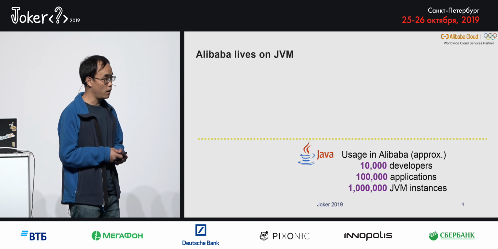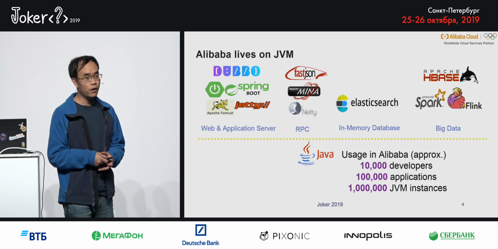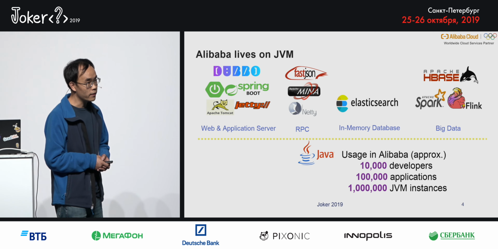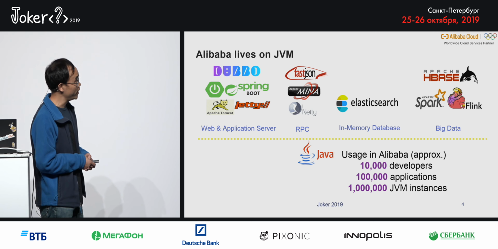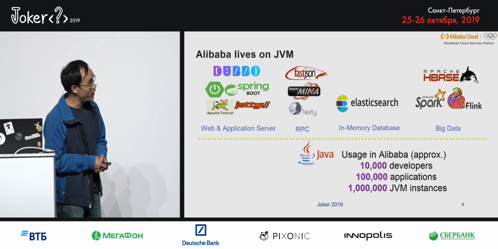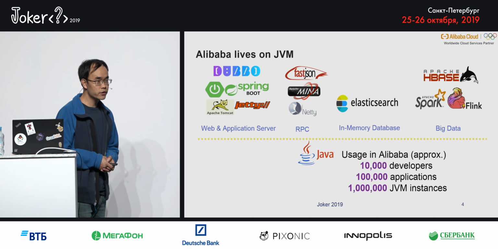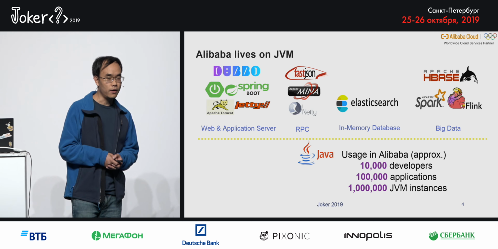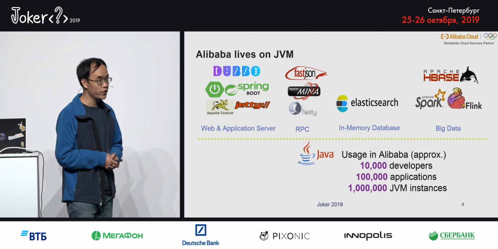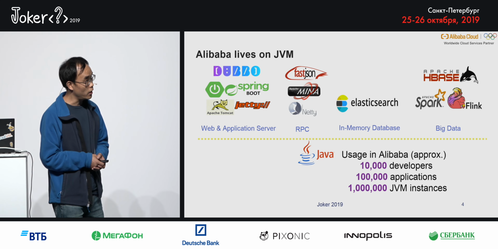This shows the Java usage at Alibaba. We built our software based on the broad open source ecosystem in Java. You can see we use Jetty, Netty, Tomcat, and Elasticsearch. For big data, we also have Spark, Flink, and so on. So we use Java at a very, very massive scale. Look at this number: we have millions of JVM instances, with billions of lines of code.